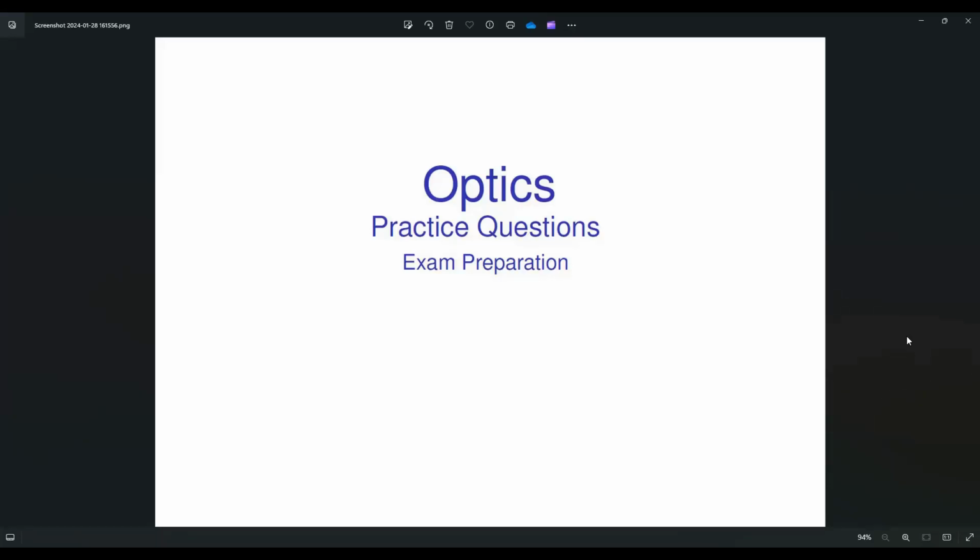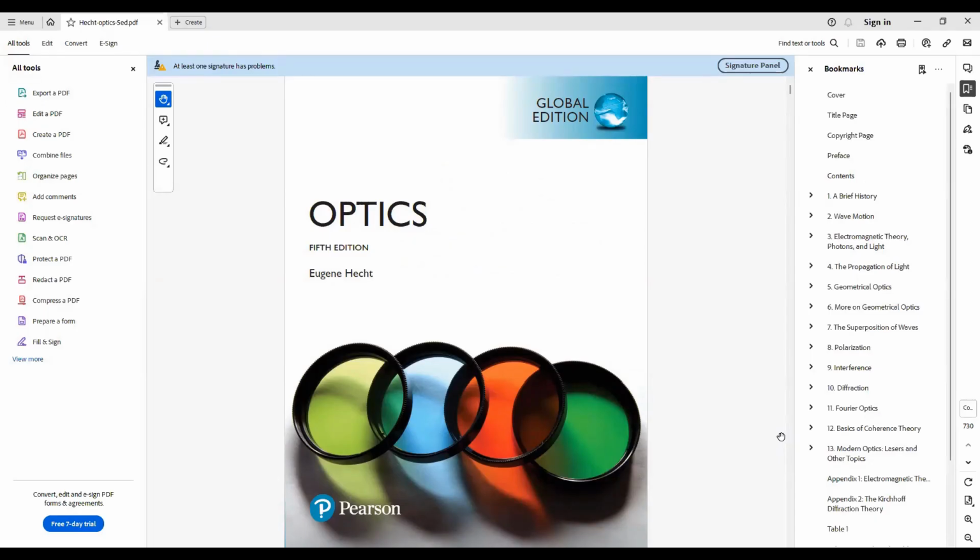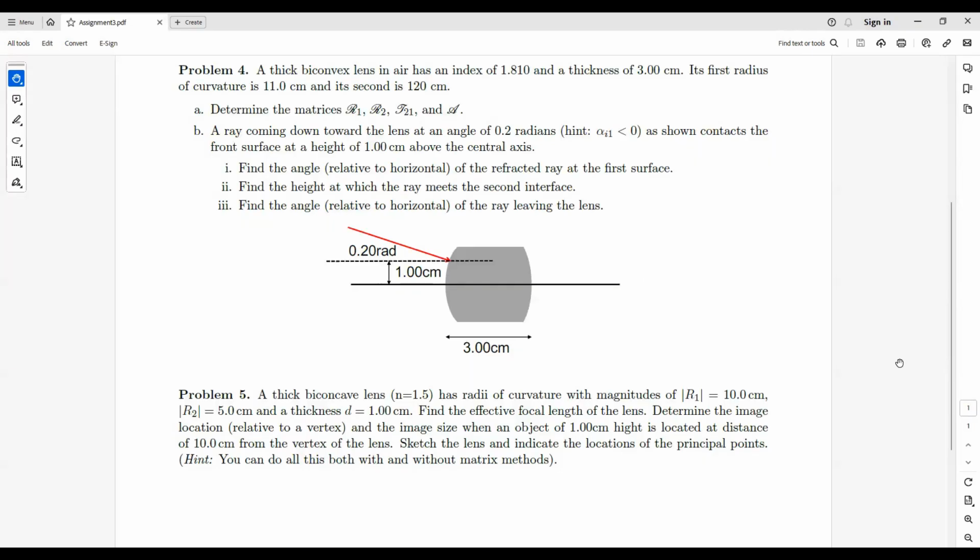Hi, questions in optics. Here is a textbook for optics. Problem 4. A thick biconvex lens in air has an index of 1.810 and a thickness of 3 centimeter. Its first radius of curvature is 11 centimeter and its second is 120 centimeter.